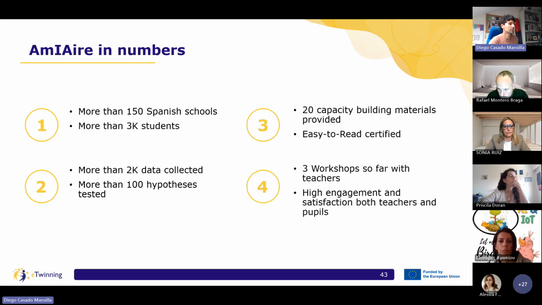Just to try to finish, before going for a sec to present the website, I will provide some numbers about the AMIAIRE project. We have engaged more than 150 Spanish schools around the whole country. That means that maybe we have more, but we have about 3,000 students already involved doing projects related to citizen science, data collection, creating hypotheses, and answering with the whole scientific process all the questions that they have. We have collected, as I said before, more than 2,000 pictures of the sensors that we have in Spain.